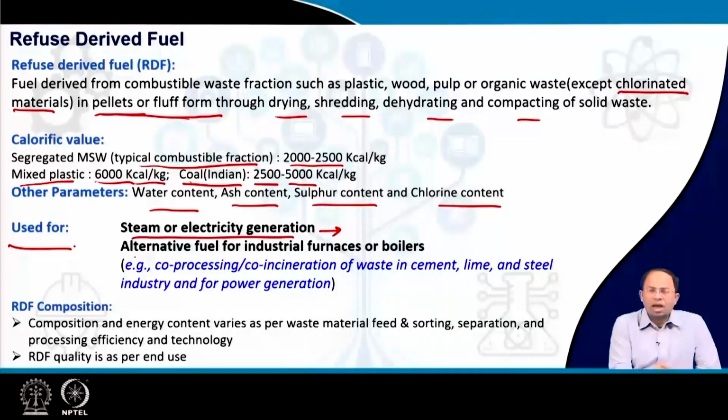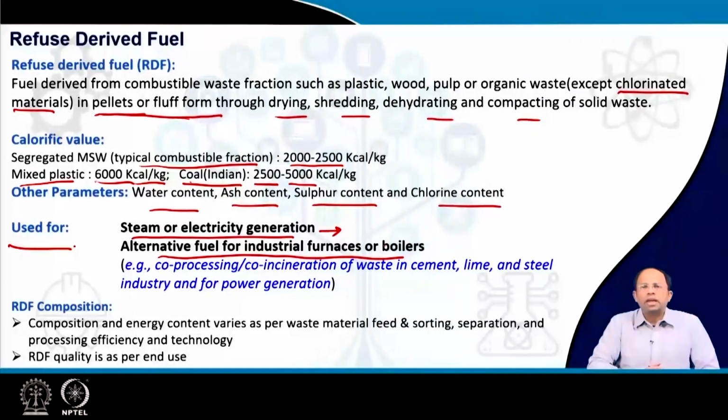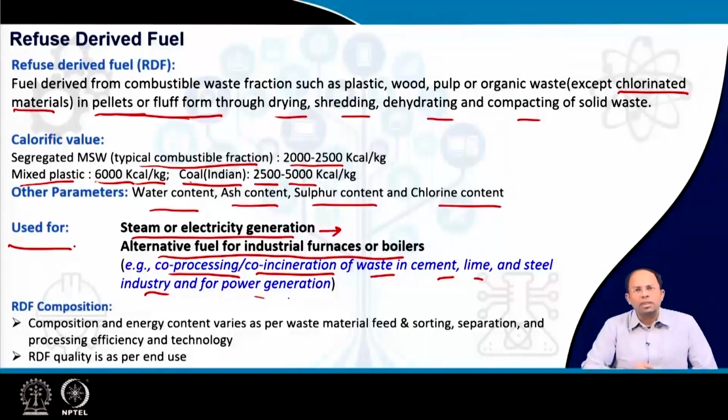For example, we use RDF as an alternative fuel for industrial furnaces or boilers. Usually in production of cement, lime and so on, we require large furnaces where we typically use coal and other fuels. Instead of that, we can use RDF as well. This can be done as co-incineration of waste in the cement, lime and steel industry and for power generation. In all these cases, in addition to existing coal and other fuels, we can add RDF as a secondary fuel which will help in the incineration process.